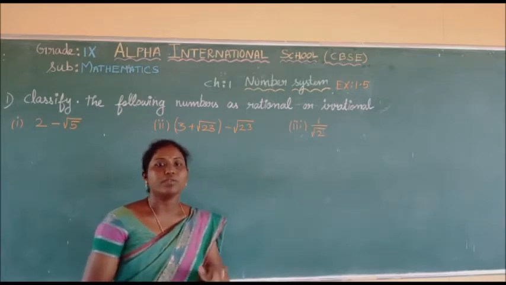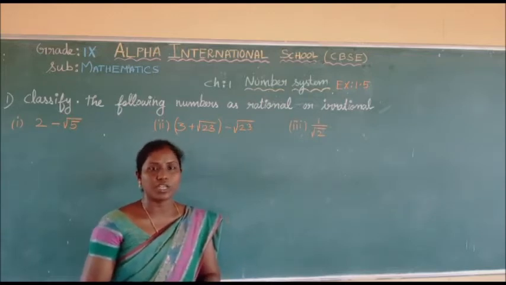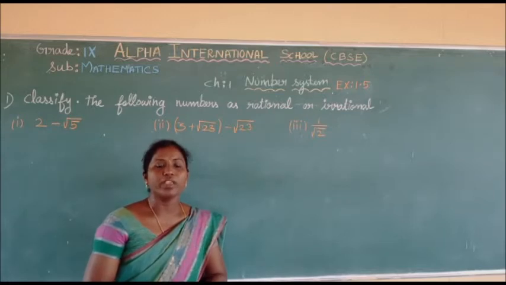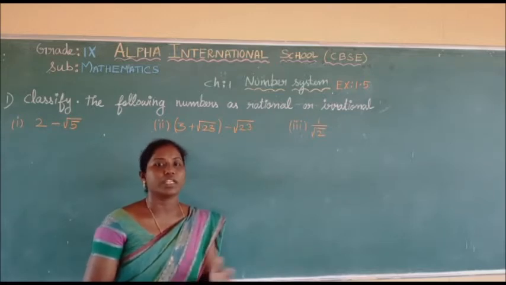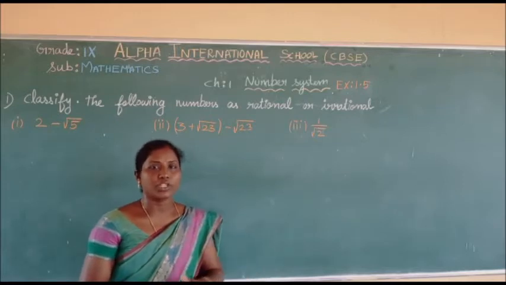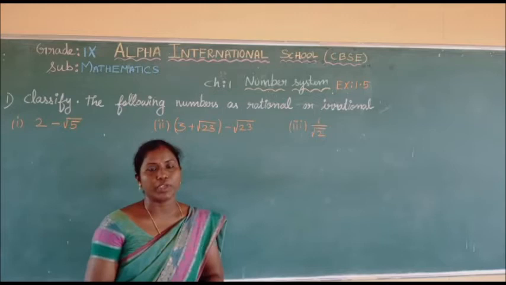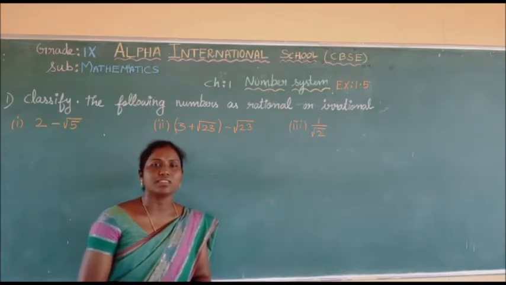Today in this section we are going to solve exercise 1.5, the next exercise in our chapter. Here also we are going to discuss rational and irrational numbers only, but we are going to do addition and subtraction to identify the irrational numbers. Children, think once.